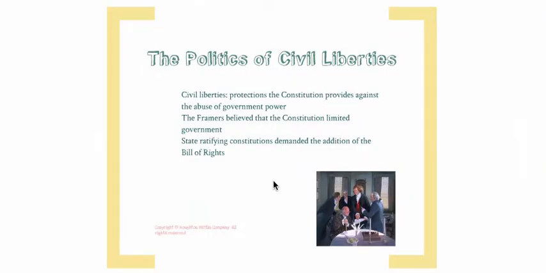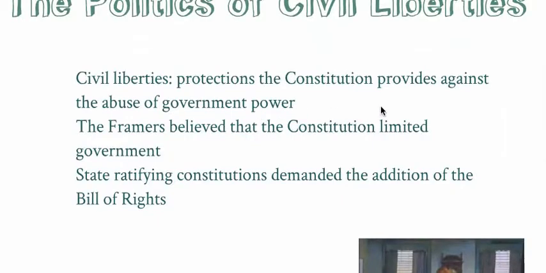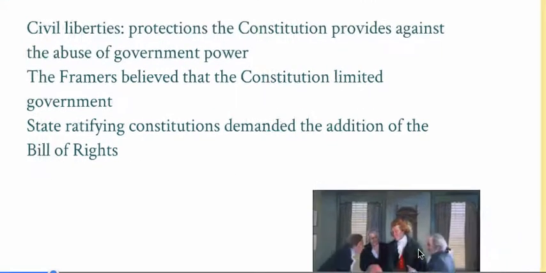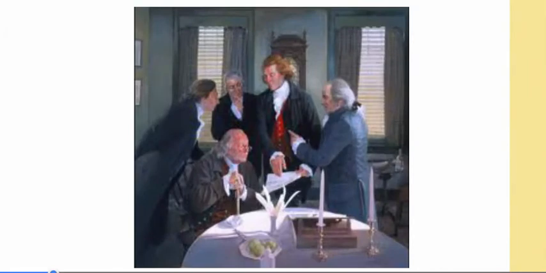Alright, Civil Liberties, Chapter 5, The Politics of Civil Liberties. Civil liberties are going to be defined as protections the Constitution provides against the abuse of government power. The framers believed that the Constitution limited government. State ratifying constitutions demanded the addition of a Bill of Rights. Remember, it was the anti-federalists here that believed in states' rights, and they refused to ratify the Constitution without a Bill of Rights.